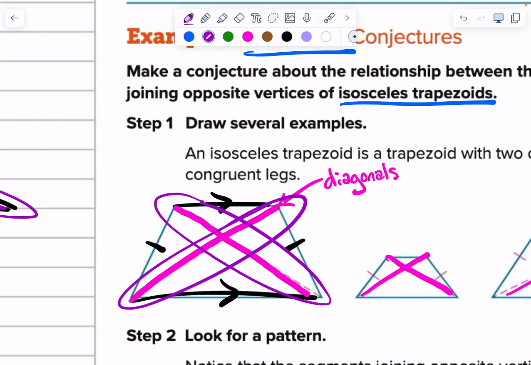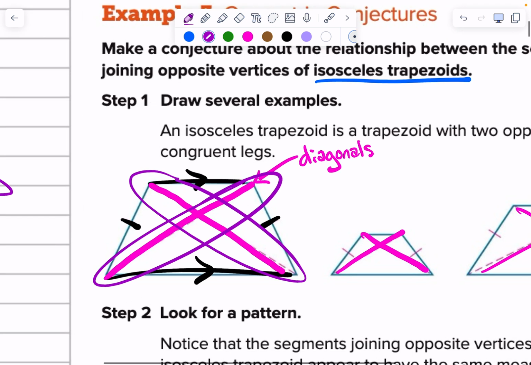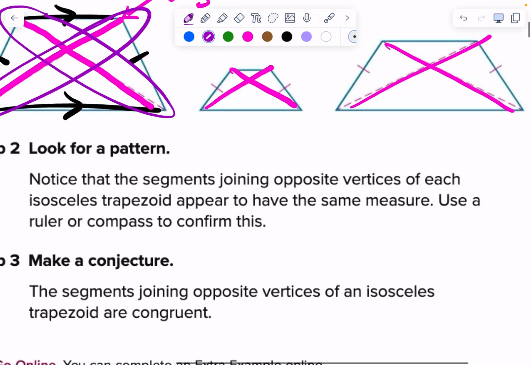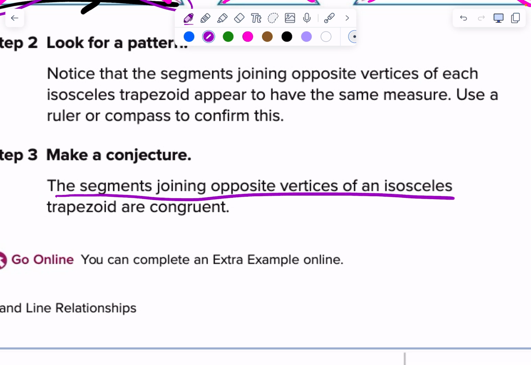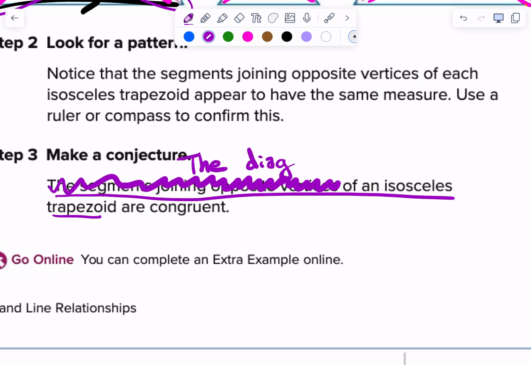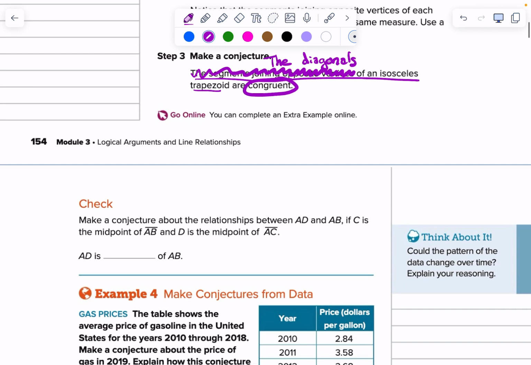All right, so there you go. The diagonals will always be the same length. What's another word for the same length? The segments joining opposite vertices of an isosceles trapezoid, the diagonals. That's too many words, so let's shorten it. The diagonals of an isosceles trapezoid are congruent, meaning the same length. That's a conjecture. No matter what, those diagonals will be the same length if it's an isosceles trapezoid, not in a regular trapezoid. We can make that conjecture or conclusion.